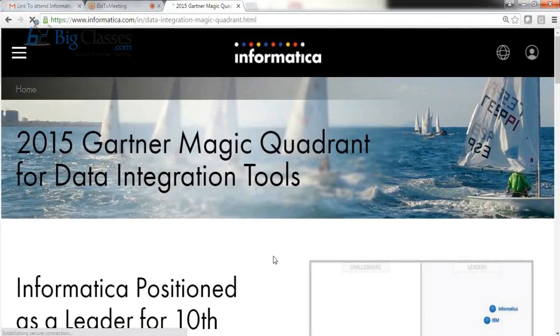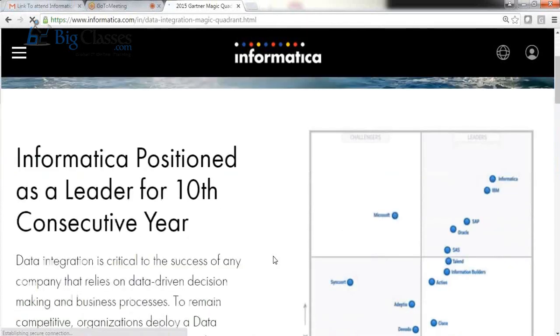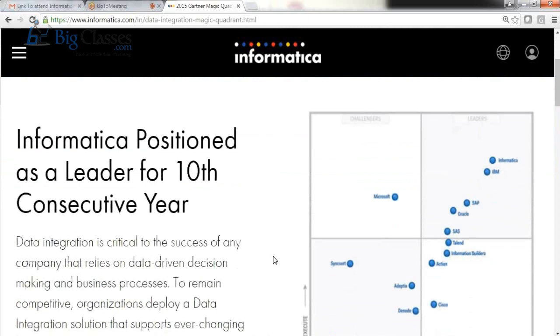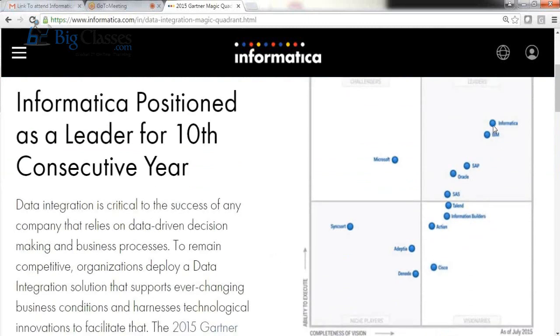They are proudly announcing that Informatica is positioned as a leader for the 10th consecutive year. So this is a graph. If you observe, Informatica is at the top end. Informatica is positioned as a leader for the 10th consecutive year. That means Informatica is not a leader for just one or two years; it has been a leader for the last 10 years continuously.